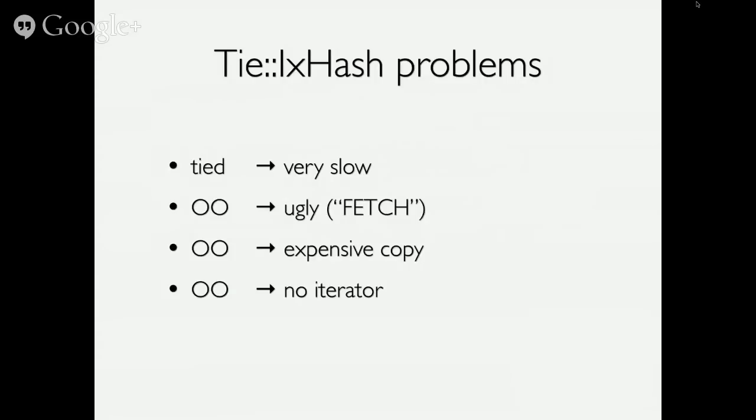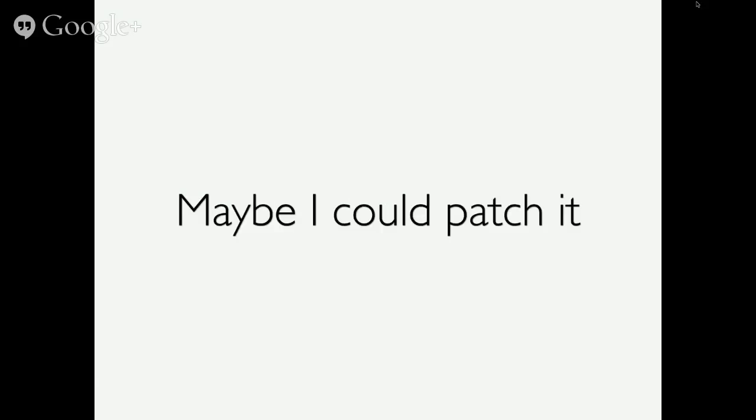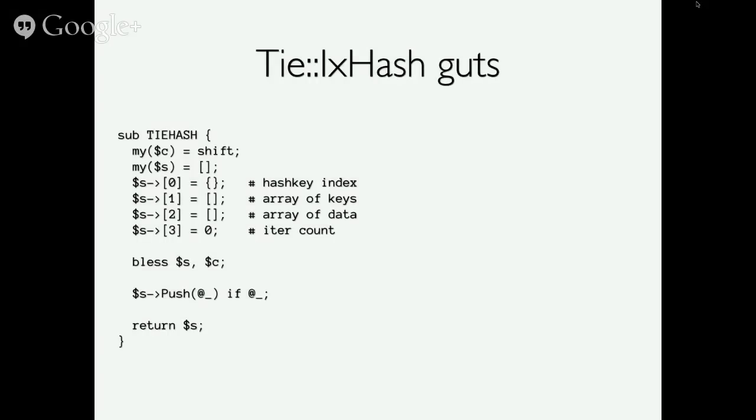And there was no iterator. There was actually no easy way to just say, hey, I want to iterate over all of these the way you can with each on the hash. So I thought, all right, well, doesn't seem that hard. Maybe I could patch it, put in some sort of copy. So I went and looked at the guts. This is just the new, or the tie hash method, which creates the object.